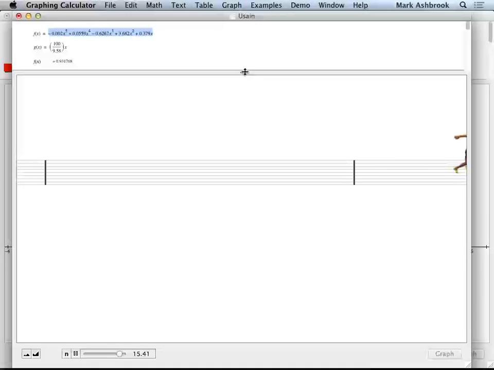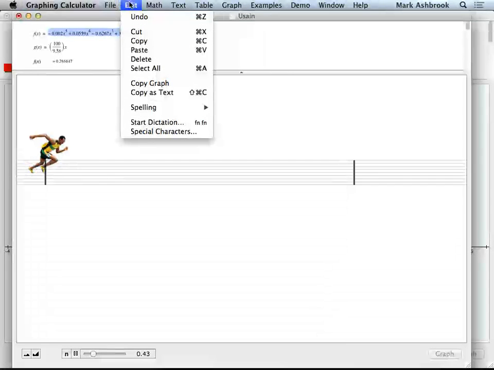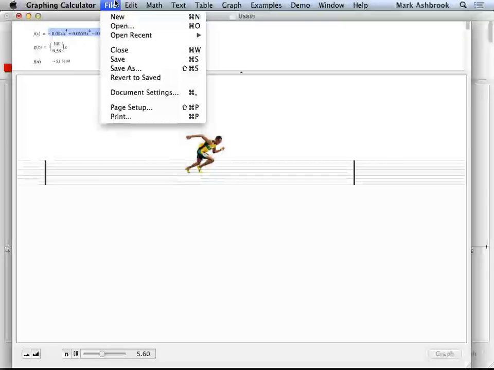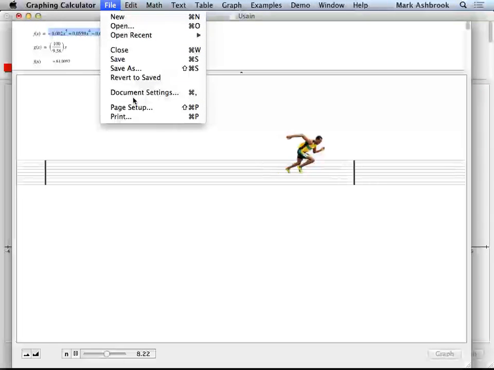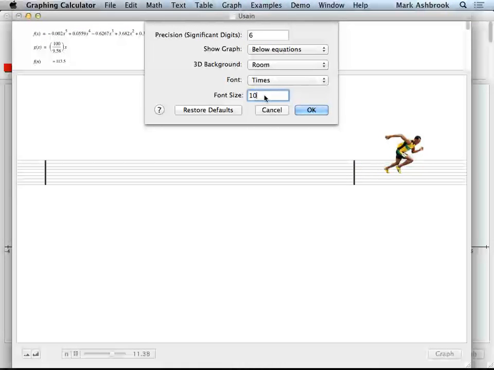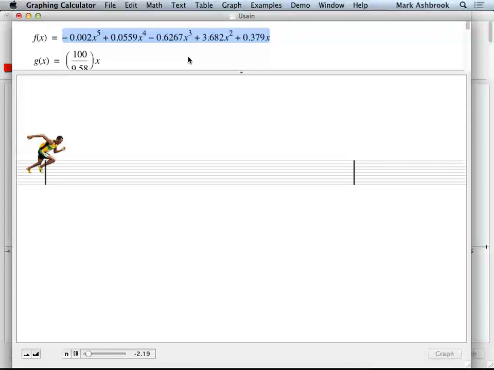So let me make this a little bit bigger. What am I looking for here? Document settings. Okay, so they had a graph that had points of his distance and time throughout the race. So I took those points and threw them into a spreadsheet, and I did a regression on those points to get a function for his distance traveled at every time between 0 and 9.58.